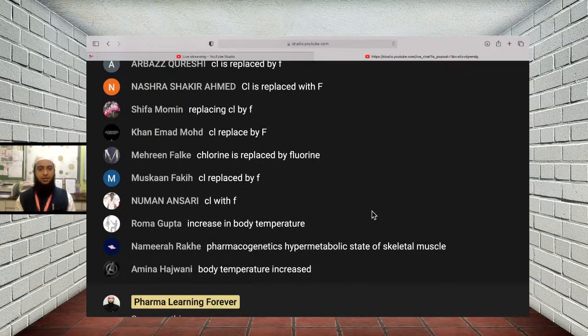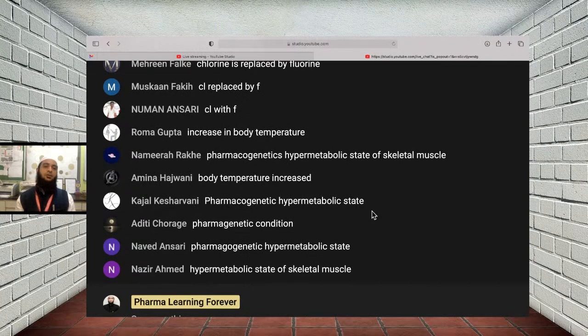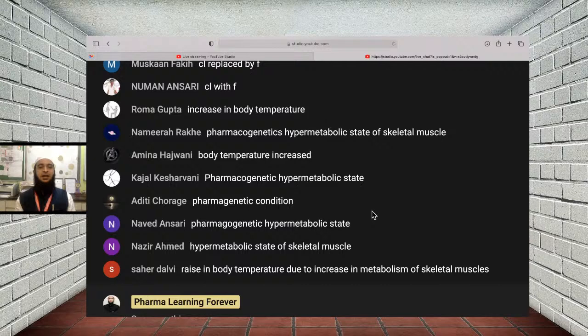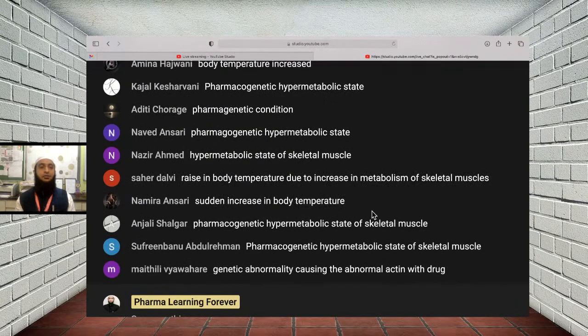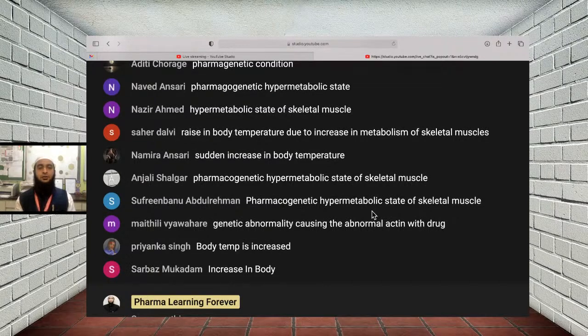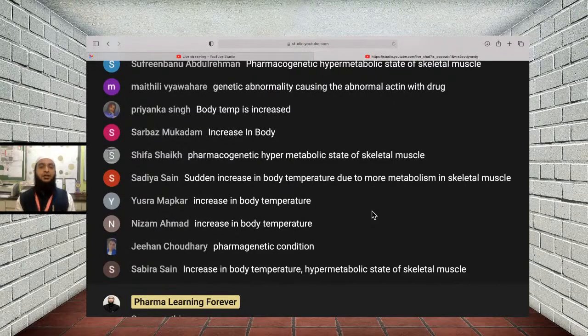Okay, Ruma mentioned it is an increase in body temperature. Obviously, hyperthermia means increase in body temperature. But a more specific answer was given by Namira: it is a pharmacogenetic hypermetabolic state of the skeletal muscle. Okay, so two terms here. One, it is pharmacogenetic in nature.